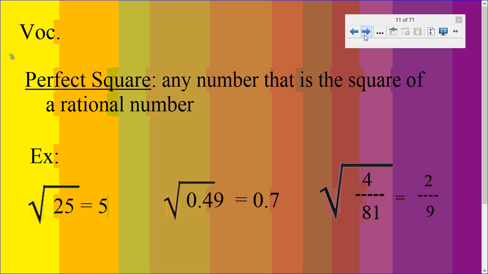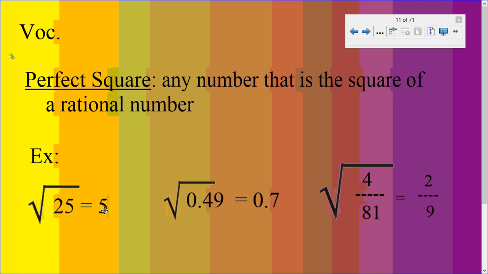A perfect square is any number that is the square of a rational number. We talked about rational numbers in another video where they're whole numbers, positive, negative, integers, counting numbers, numbers that can be turned into fractions that repeat or terminate. They also can be decimals that repeat or terminate. So we have a couple of examples here.